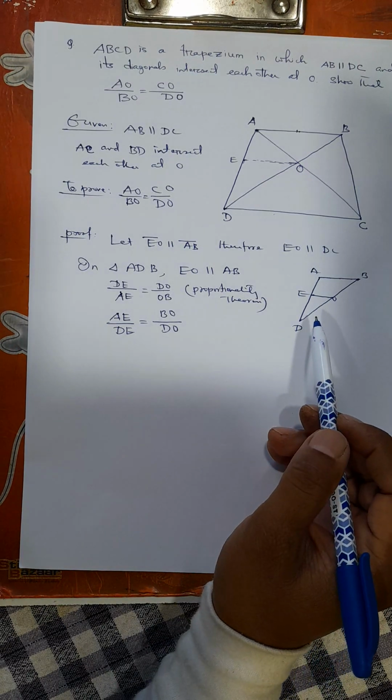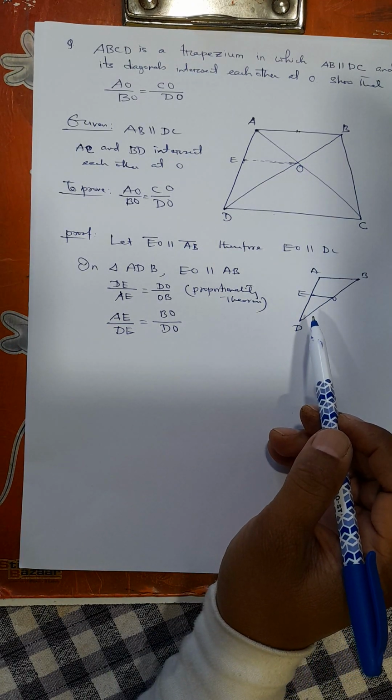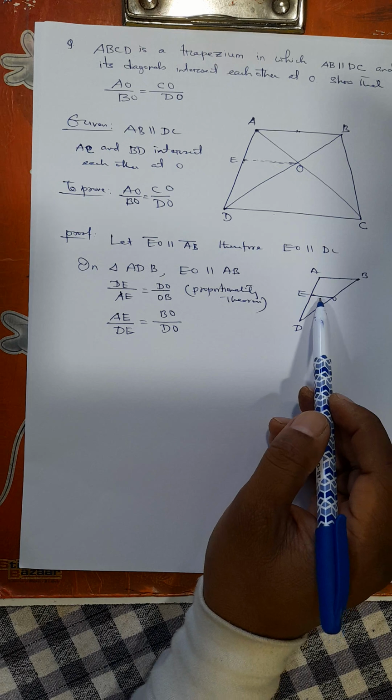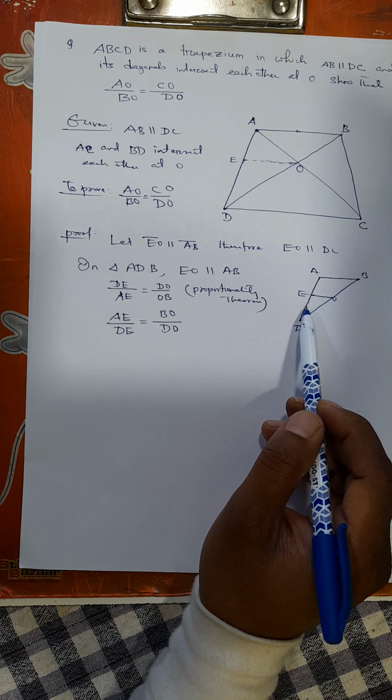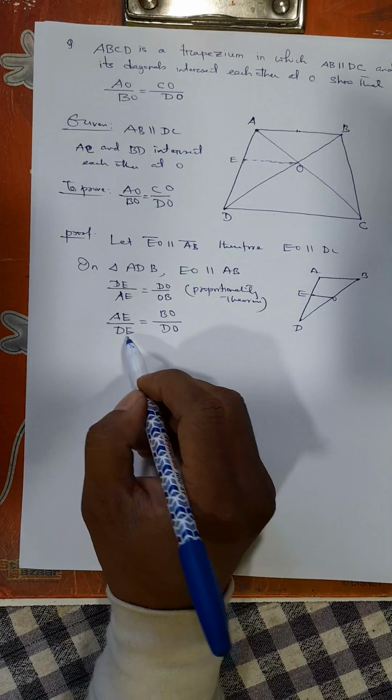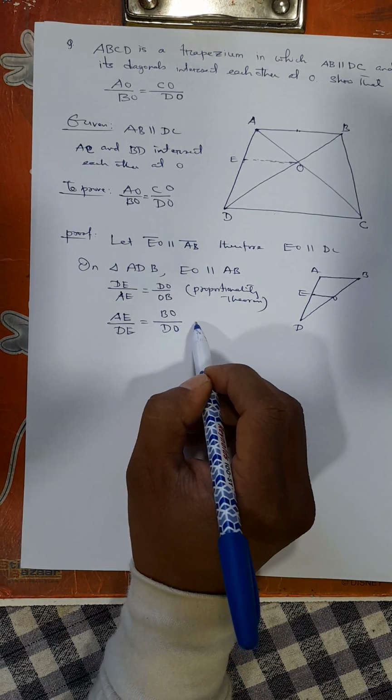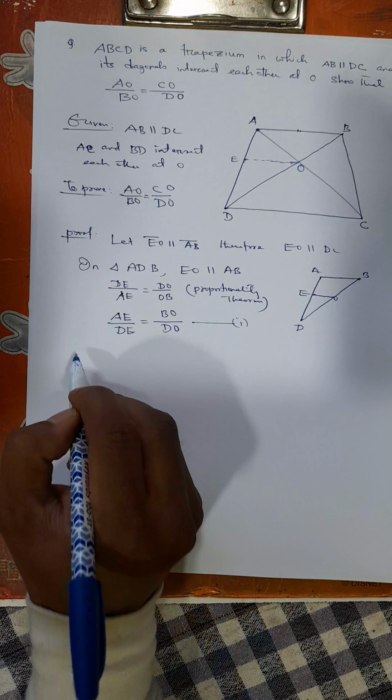If a line is parallel to one side of a triangle, it divides the other two sides in the same ratio. So AE by DE equals BO by DO. This is, suppose, 1.